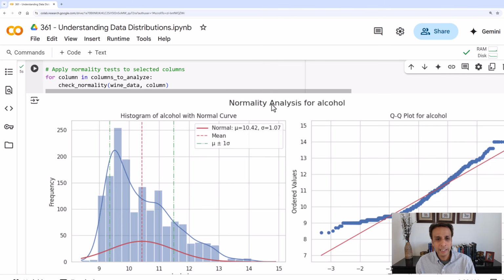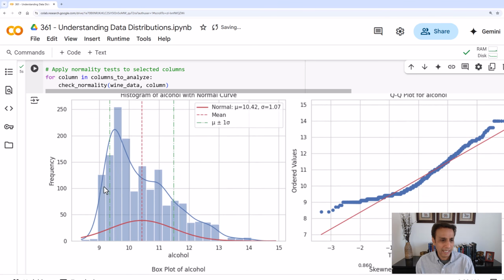And normality analysis for alcohol here. So this is basically the alcohol content, one of the columns that we picked. And you can see it's kind of skewed towards the right, meaning you have some data on the right-hand side and the actual peak is towards the left-hand side. So visually, we can tell, well, probably that's not normally distributed, right? So we will quantify that in a minute.